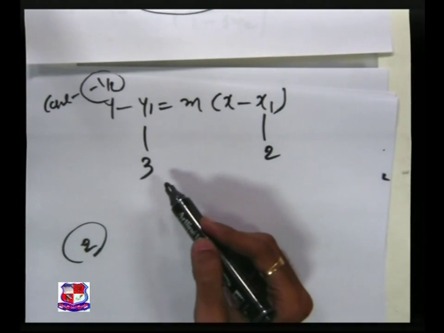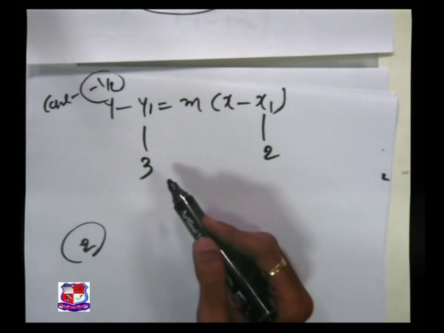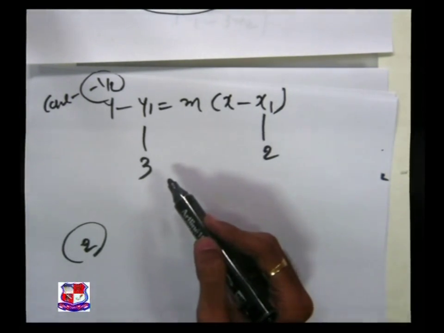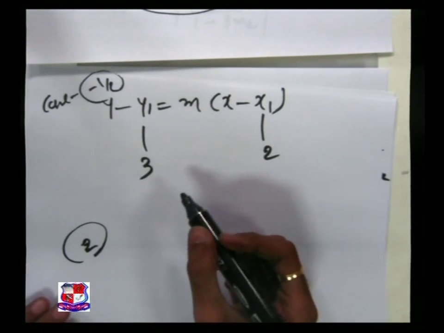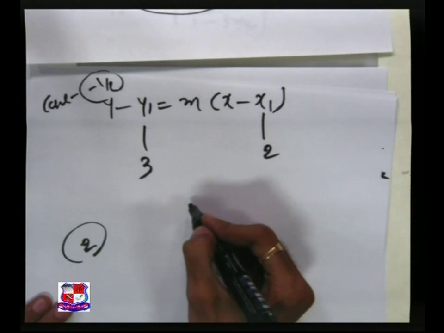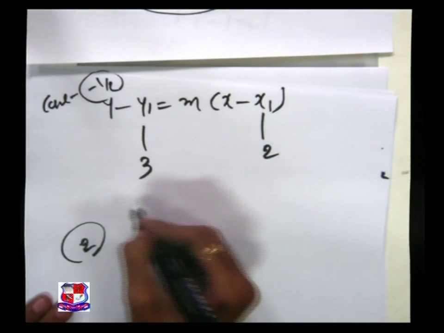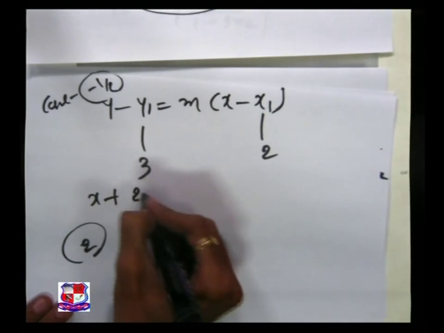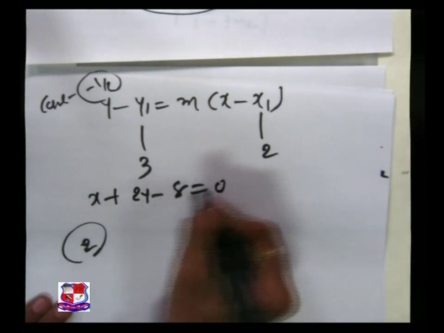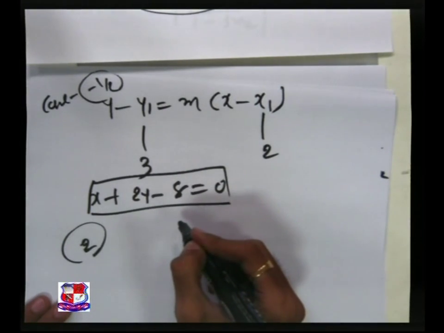we can easily find, using the point slope form, the equation of the required line, which we have already discussed 2 or 3 times in this session. So now we can easily find the equation of the line, which for the first case, for the slope minus 1 by 2, we will get x plus 2y minus 8 is equal to 0. That will be confirmed by the students.